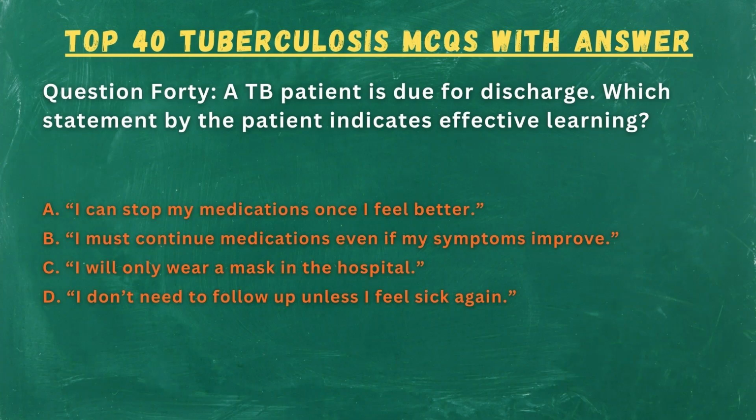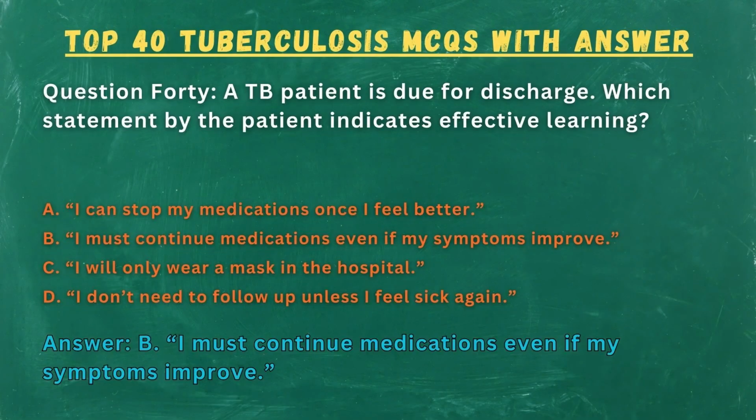Question 40. A TB patient is due for discharge. Which statement by the patient indicates effective learning? A. I can stop my medications once I feel better. B. I must continue medications even if my symptoms improve. C. I will only wear a mask in the hospital. D. I don't need to follow up unless I feel sick again. Answer: B. I must continue medications even if my symptoms improve.